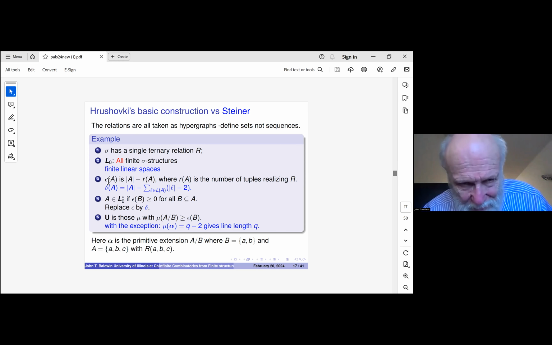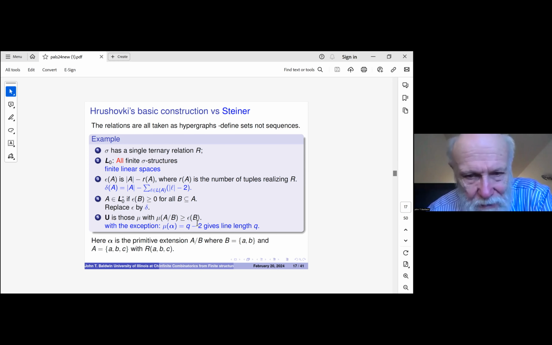So I switched from epsilon to delta to say I've made a specific example here. So delta of A is the cardinality of A minus the number of lines times their length, but minus 2, because every line has to have 2 points. And then you do the same definition: you just say that every subset of a model of L0 must have non-negative dimension. And mu is almost like before.